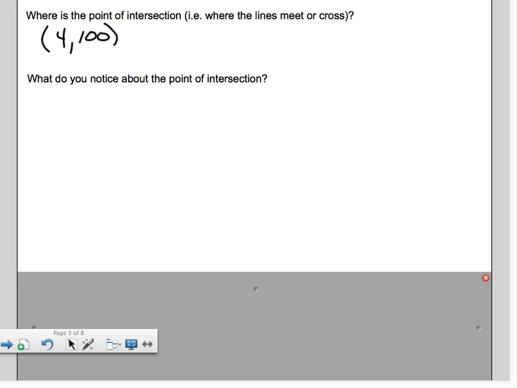So (4, 100), what does that mean though, in terms of coordinates? What does the 4 mean? So it's 4 months, right? Because the horizontal axis was months. And what's the 100? So the $100 cost, right? Because the vertical axis was cost.